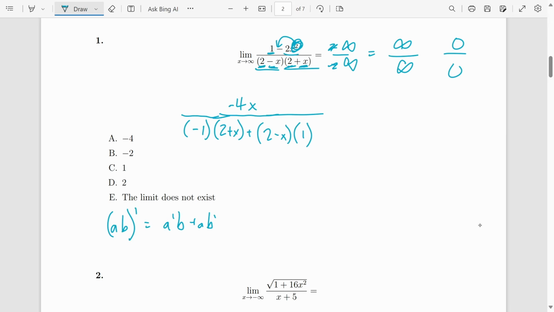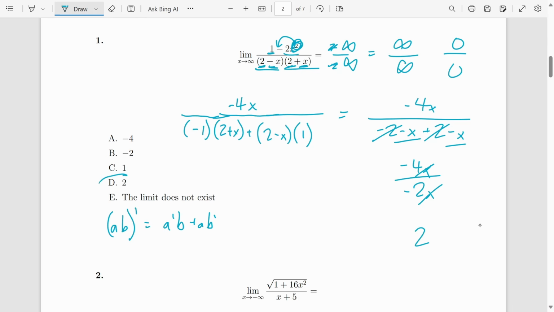Now, let's see. Maybe we can multiply these out and see what we get afterwards. This will become, so still 4x on the top. This will be negative 2 minus x plus 2 minus x. Looks like a lot of these are going to cancel out, actually, like these two 2's. And these 2 minus x's are going to become negative 4x over negative 2x. The x's are going to cancel out, and we're left with just 2. So that is our answer.